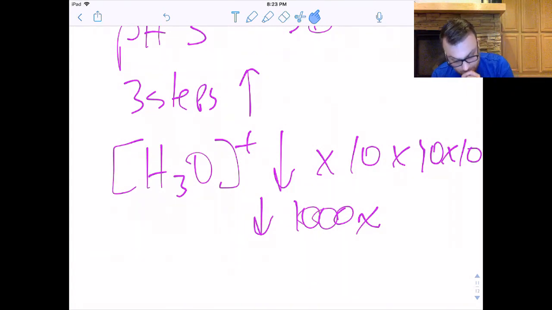Now, how can we relate this to OH minus? And then we'll do indicators, because we already did neutralization reactions. And then we'll do titrations.